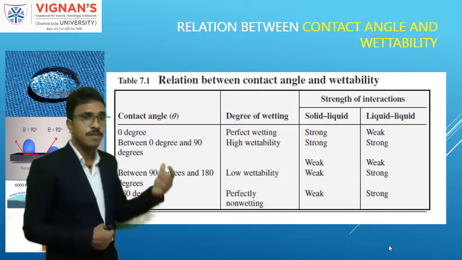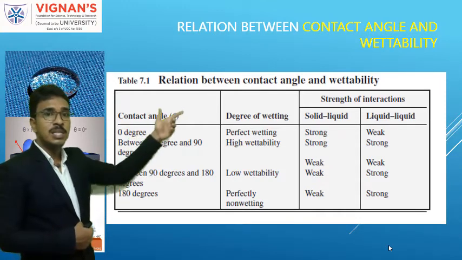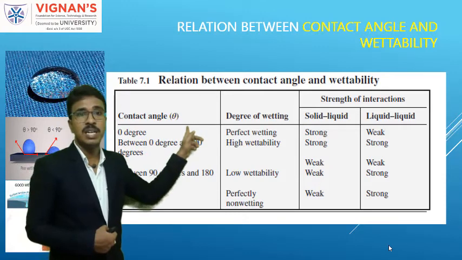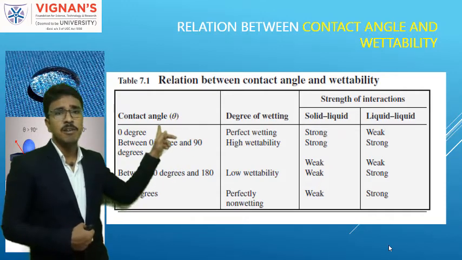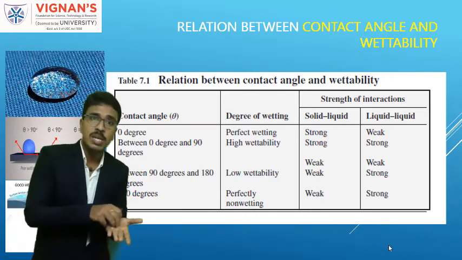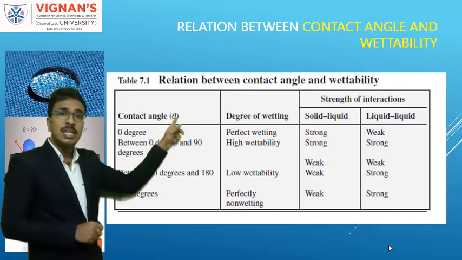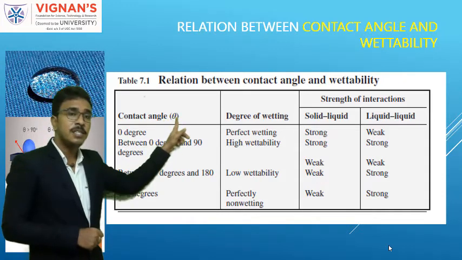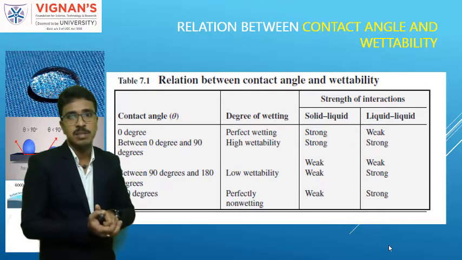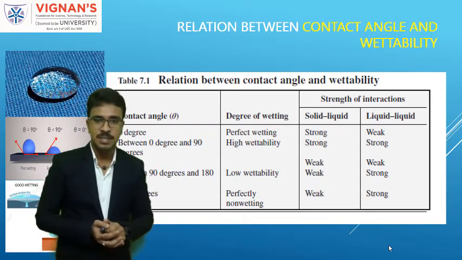Now, if you look at the first one, if the contact angle is 0, what is the state of degree of wetting? It is perfect wetting. Contact angle 0 means perfect wetting. That means immediately after placing the droplet on a solid surface, it is easily absorbed. And what is the strength of interactions between solid and liquid? It is very high, and when it comes to liquid, it is very weak.